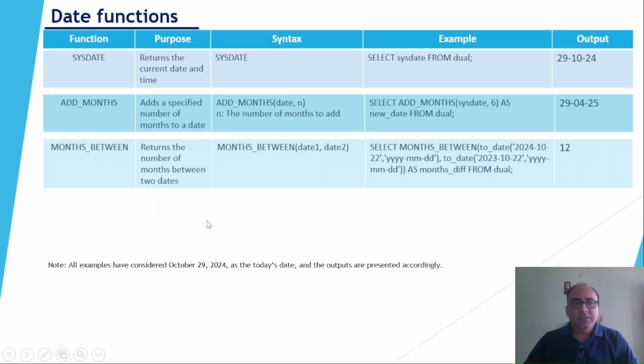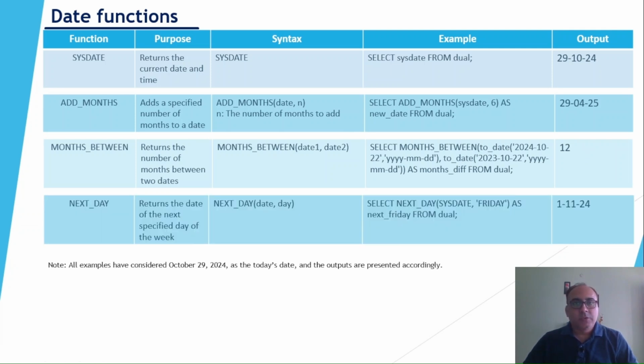Next we have MONTHS_BETWEEN. This will basically return the number of months between two dates. Syntax is pretty simple: MONTHS_BETWEEN(date1, date2). For example, select months between. Here the first date is 22nd October 2024 and the second date is 22nd October 2023. If we execute this query, it will return us 12 months as an output.